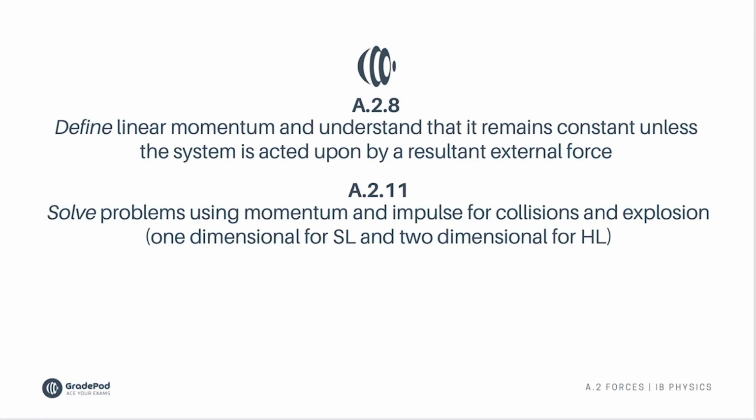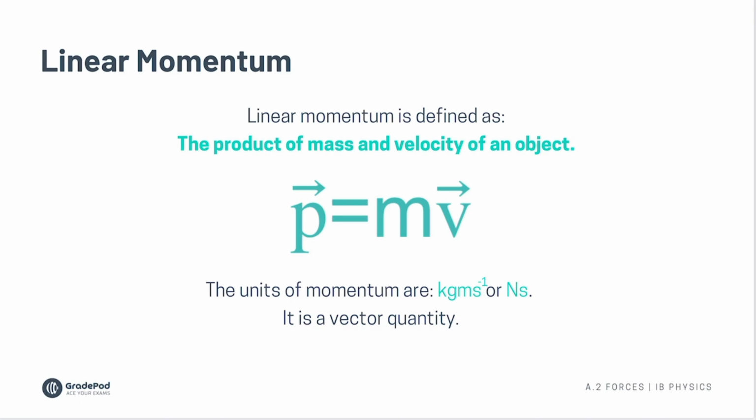Define linear momentum and understand that it remains constant unless the system is acted upon by a resultant external force. And at the same time, we'll look at A2.11, solve problems using momentum and impulse for collisions and explosions, one-dimensional for SL and two-dimensional for HL. Okay, let's define linear momentum. Linear momentum is defined as the product of mass and velocity of an object. And in fact, it's almost always acceptable just to define it as the formula. Momentum is given the notation P equals mv.